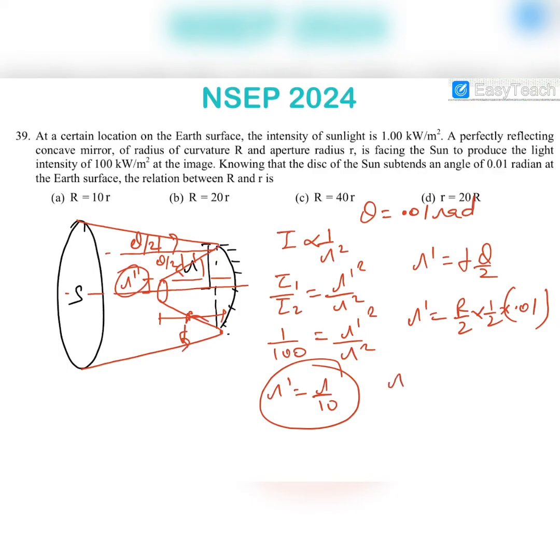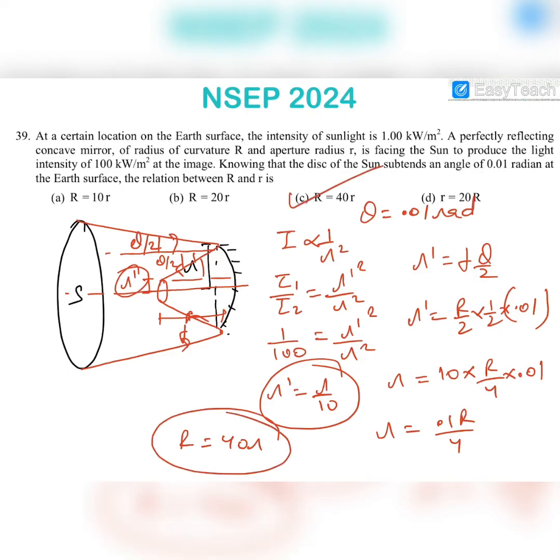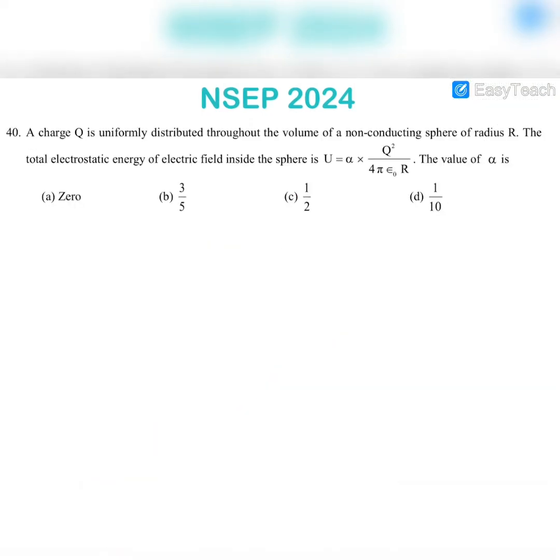So capital R will be equal to, small r will be equal to 10 r dash. R dash is R by 4 into 0.01. So r is equal to 0.1 R by 4. So capital R is equal to 40 small r. So the correct answer should be C. Now let's move on to the next question.